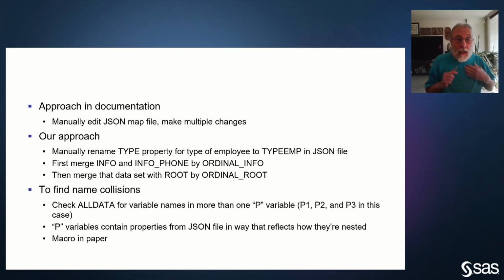And by the way, to look for these kinds of name collisions, as I mentioned on the previous slide, if you see the same variable name in more than one of the P variables in the all data data set, that's how you know you have a collision. In the paper, I've got a macro that looks through all data, the P variables, and looks for repeats in different P variables to see if there's a repeat.